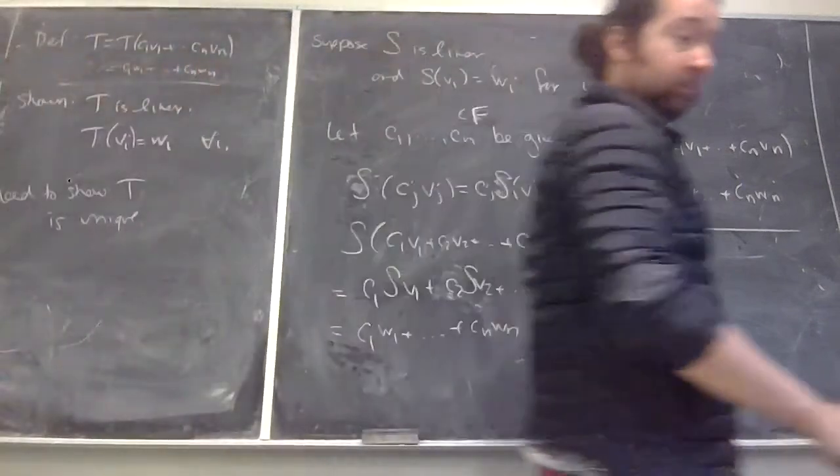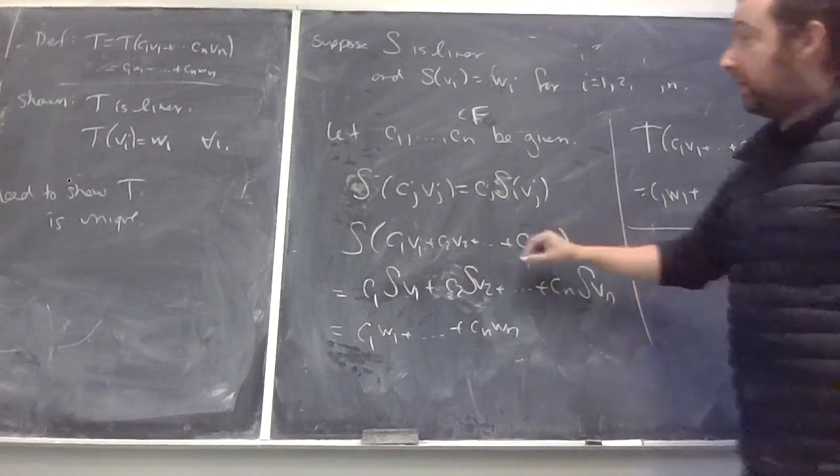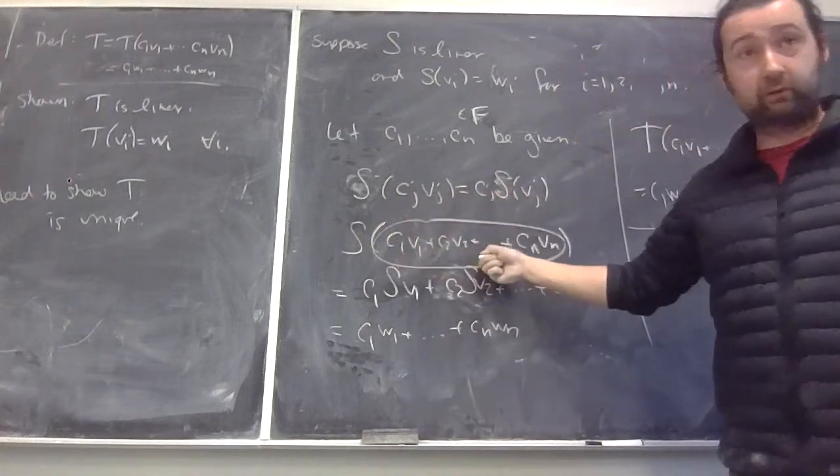Yep. When you say the rule that we define as S or T, what do you mean? So what I mean here is S is a function that if I feed it this vector, which is a unique vector in V, yeah.